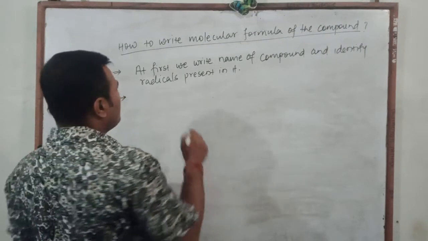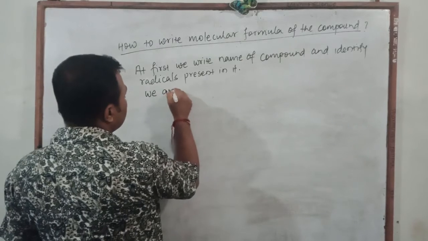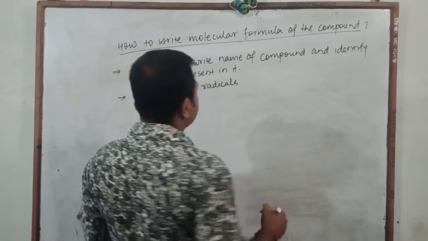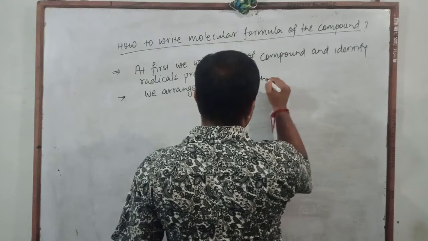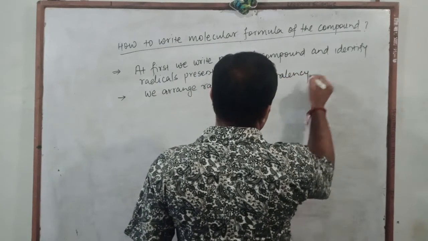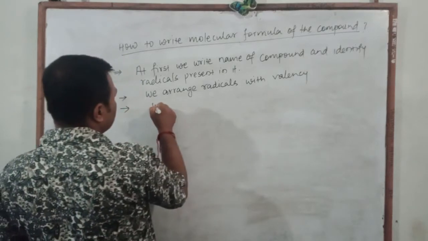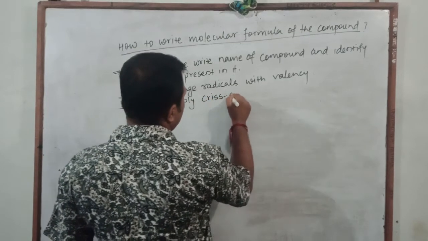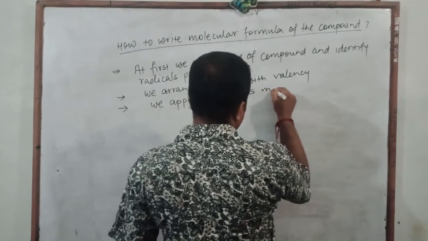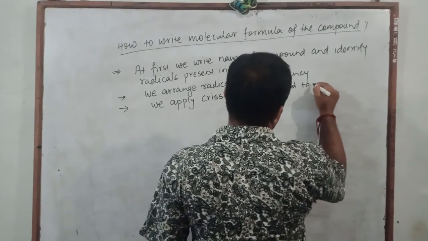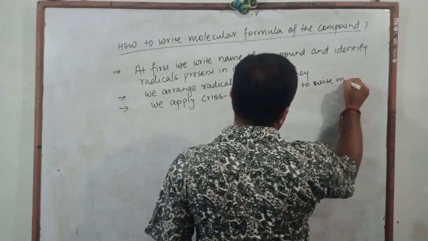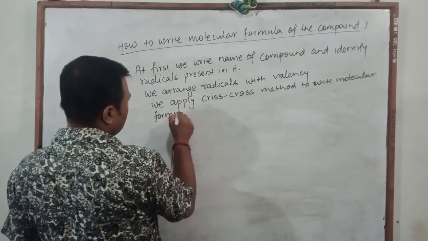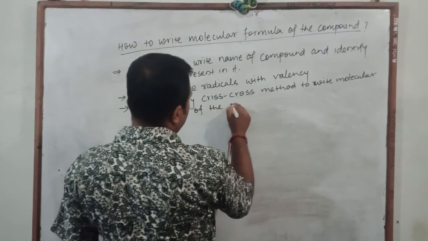In the second step, we arrange radicals with valency, and in the third step we apply the crisscross method to write the molecular formula of the compound.